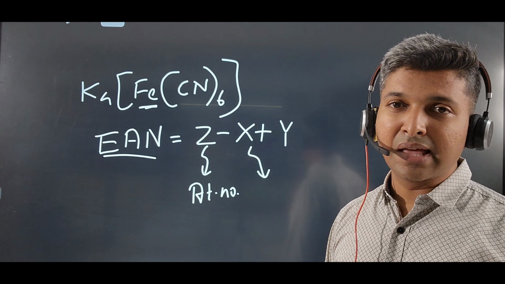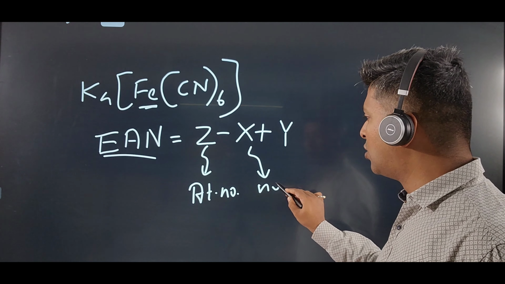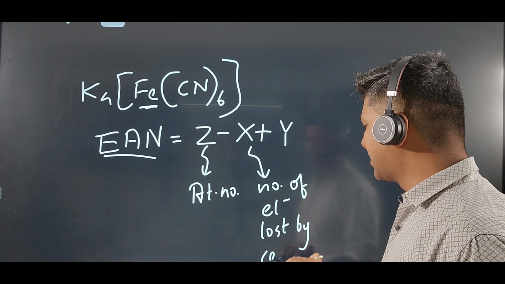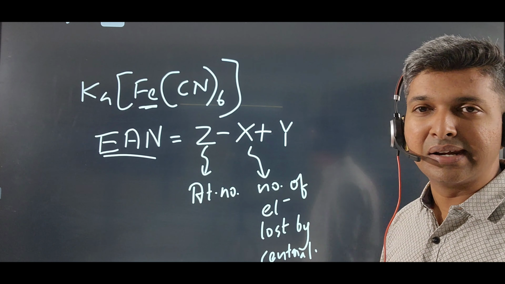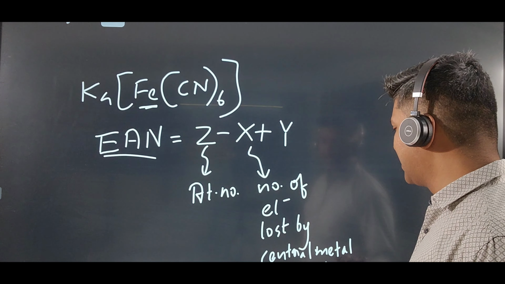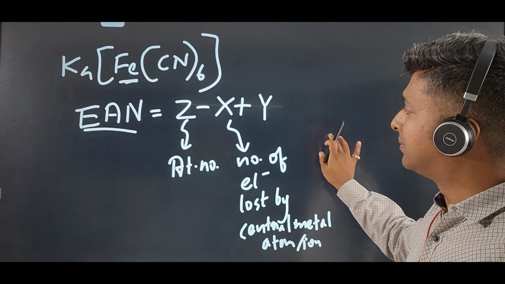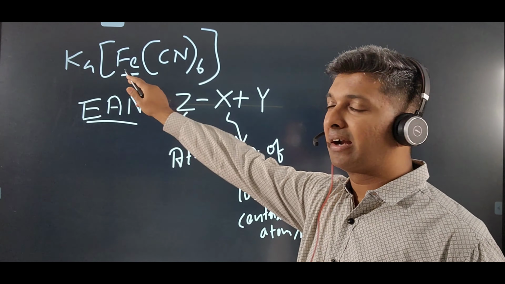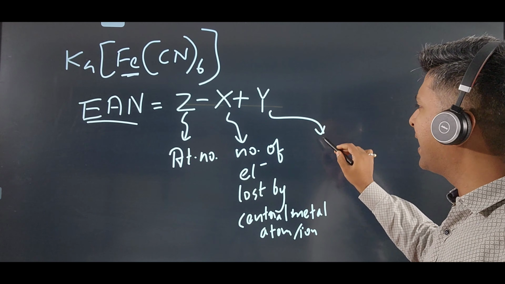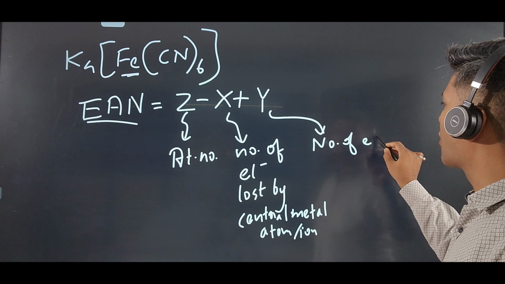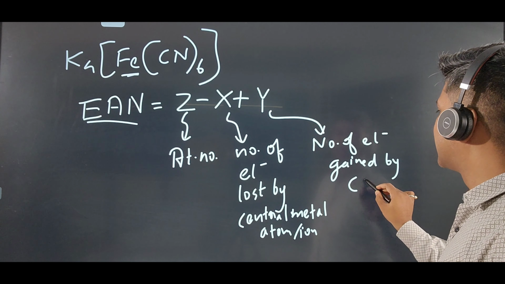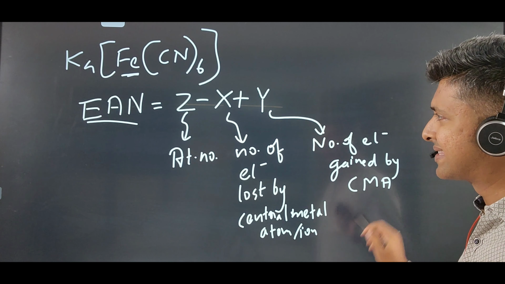What is X? X is the number of electrons lost by the central metal atom, or you can say the oxidation number of the central metal atom. Central metal atom or ion, of course. We have to see how many electrons the central metal atom is losing or gaining, and that is going to be X. And what is Y? Y is going to be the number of electrons gained by the central metal atom, I'll just call it CMA, central metal atom.